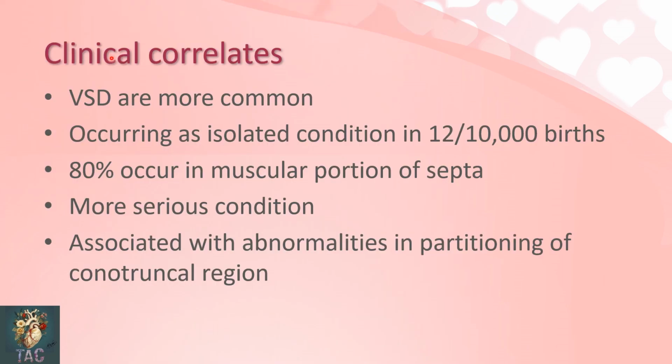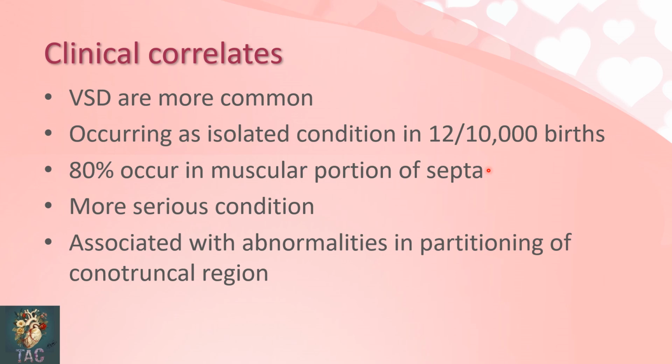Now we move on to the clinical correlates. The most common clinical correlates in the heart are the ventricular septal defects. They occur as an isolated condition in 12 per 10,000 live births, and 80% of ventricular septal defects occur in the muscular portion of the septum.